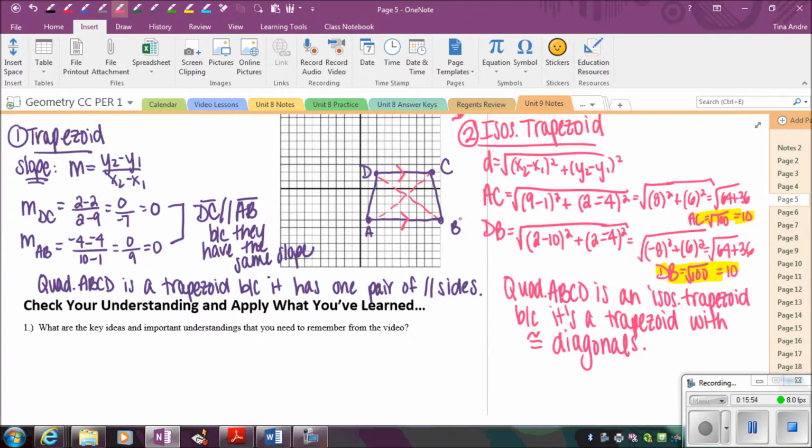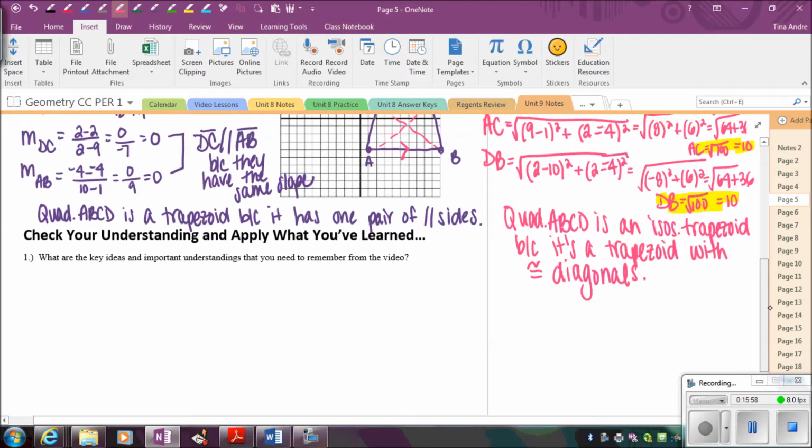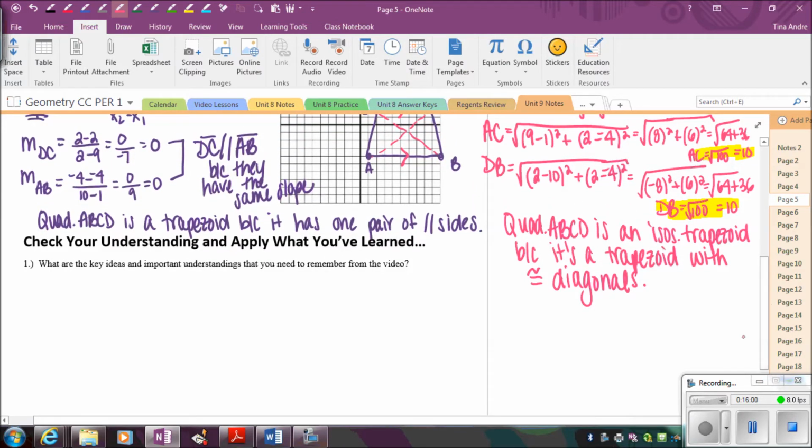So get your key ideas down from the video, and we will talk more about trapezoids in class.